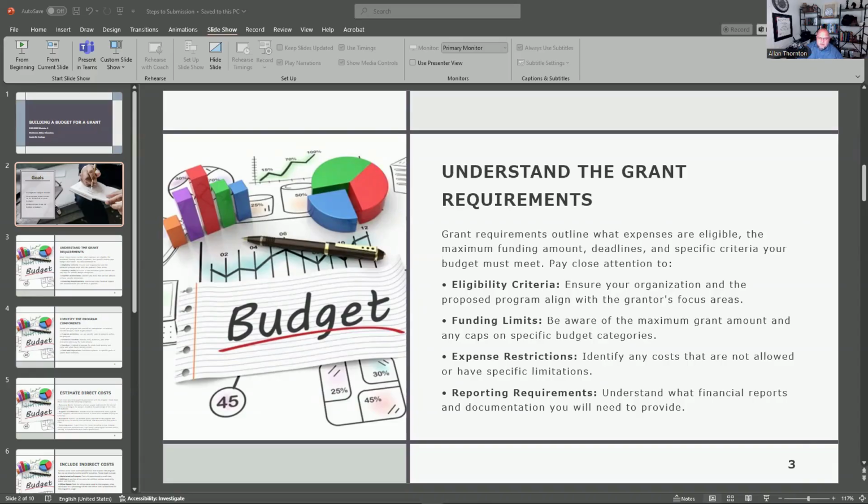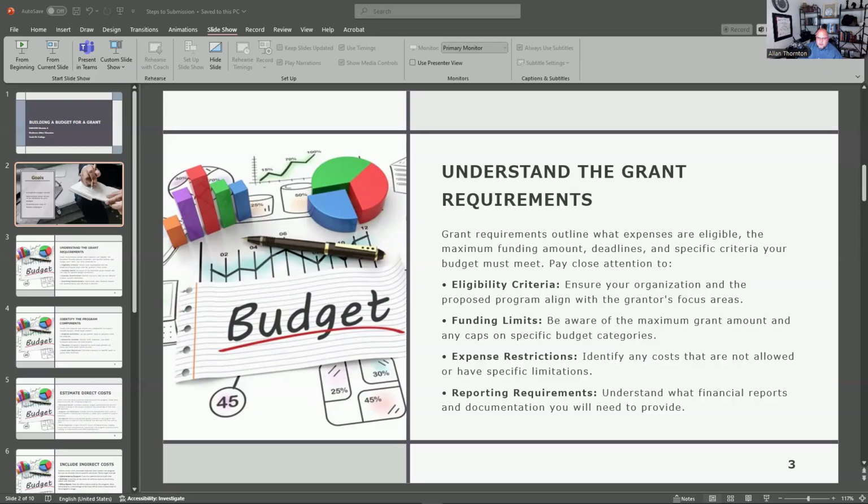So specify what criteria you need, and then look at what the grant offers, and does your criteria line up with what the budget must meet? So look at your eligibility. You want to pay close attention to eligibility criteria. Is your organization and the proposed program in alignment? Does it fully align with the grantor's focus area? We talked about this a couple of times. You don't want to apply for a grant from someone who is doing a completely different type of funding than what your project or your program is.